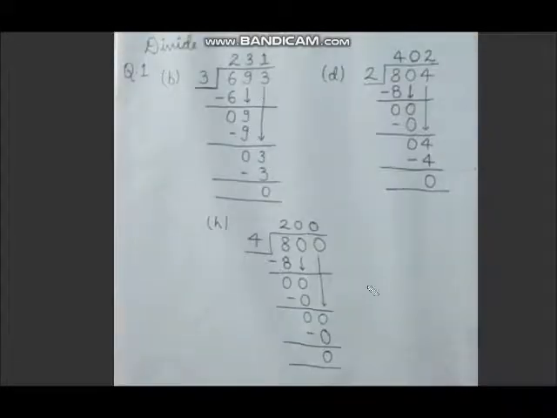Similarly, if the questions are given like this, in which we have to divide 693 by 3, 804 by 2, 800 by 4, this will be the same procedure जो हमने अभी किया था, वैसे ही हमें करना है. In this one, when we are dividing this 804 by 2, so first the number is 8 and in the table of 2, 8 comes 4 times. So 4 we will write in the quotient part and subtract 8 here. So 8 minus 8 is 0.